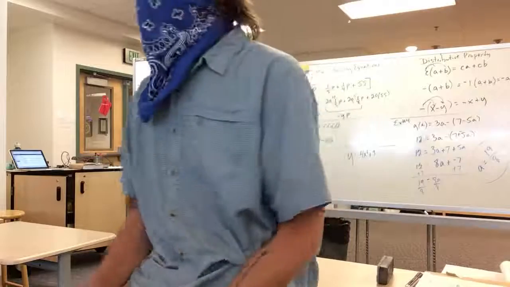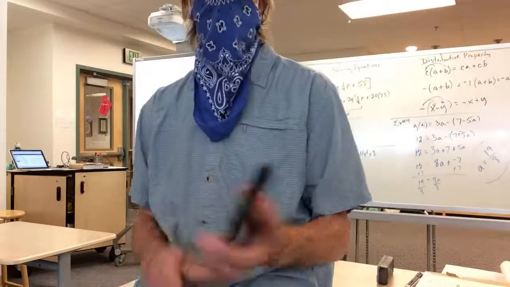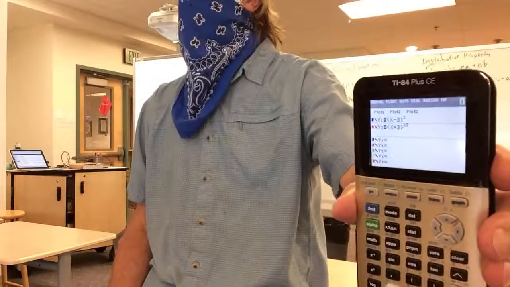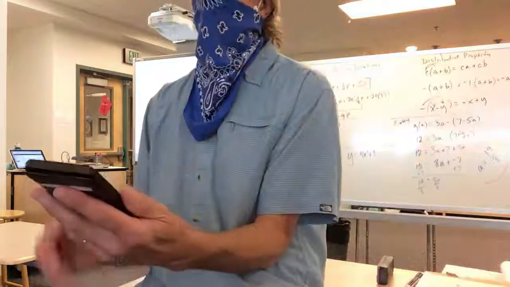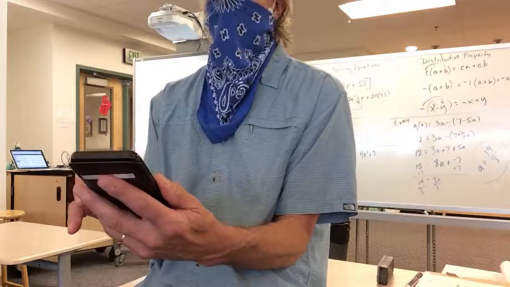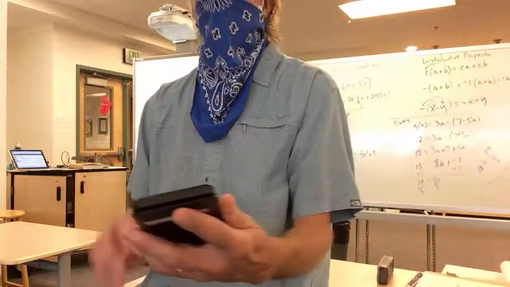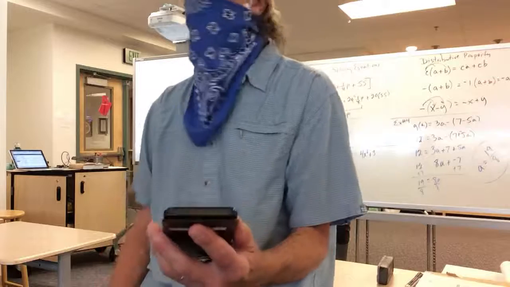Then we want to put that into a standard window. Don't forget the parentheses. And to go to the standard window, you could just simply click on zoom and then pick number 6, ZStandard. It graphs it straight away.